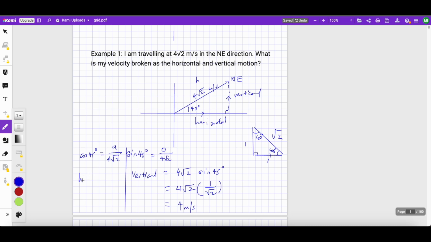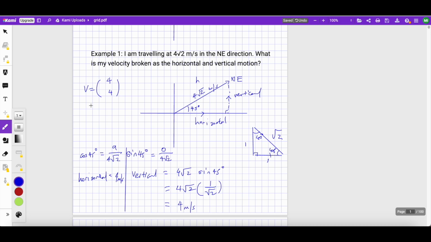To find the horizontal part, I just rearrange my equation, and I think it's the same answer, 4 meters per second, right? Because cosine 45 is also 1 over root 2, so I multiply the same way. Therefore we can say that our vector going in the northeast direction would be 4, 4, right? 4 units to the right and 4 units up. So the horizontal and vertical components are 4, 4.